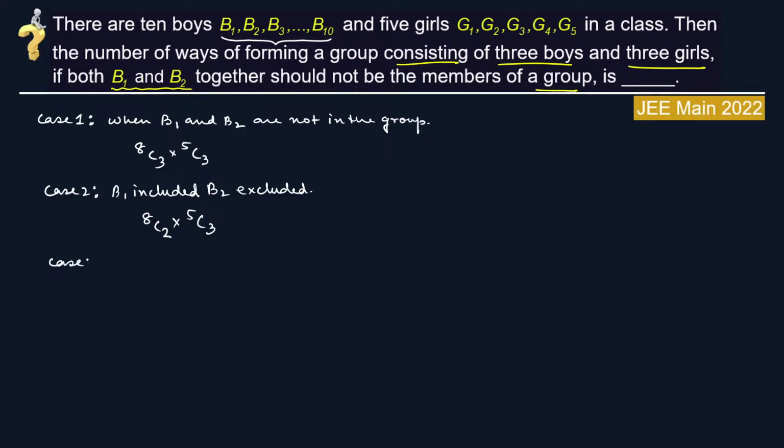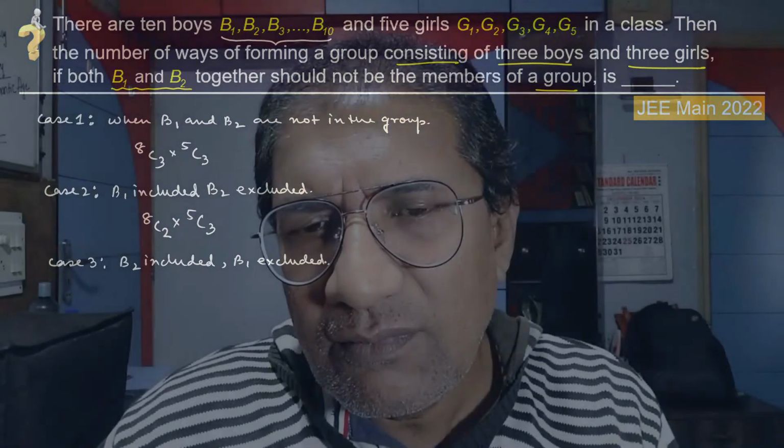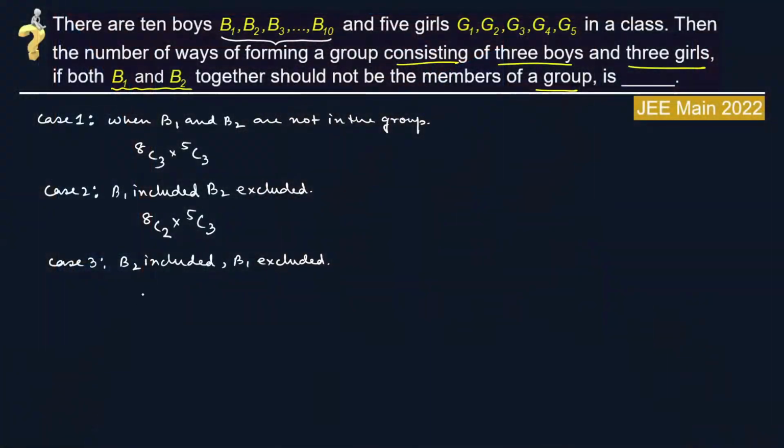Now case 3. Here B2 is included, B1 excluded. So what will happen? First, I have taken B2. In my group, I have already taken B2. I have rejected B1. So now, how many boys are available to you now? B2 you have already taken, B1 I will not take. So you are left with 8 boys. And again, from these 8 boys, you need 2 boys. Because I need 3 boys. B2 is already in my group, so I need 2 more boys. So that can be done in, again, 8C2 different ways. And in case of girls, we don't have any problem, so it will be 5C3.